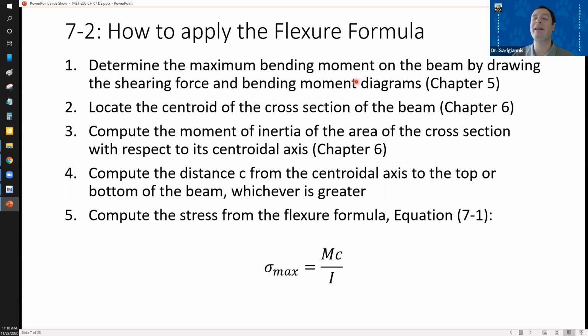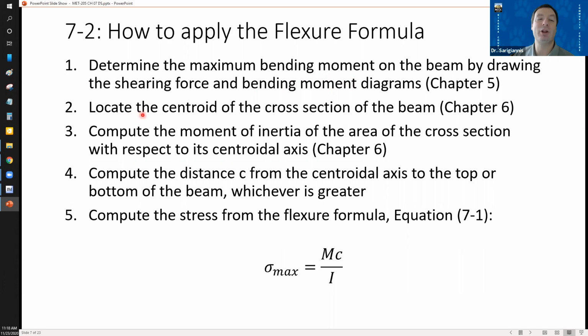Yeah, so you determine the bending moment on the beam, and maybe you're being asked to look at a particular location in a beam, or you could be asked for the maximum bending moment, right? You have to figure that out using shearing force and bending moment diagrams.